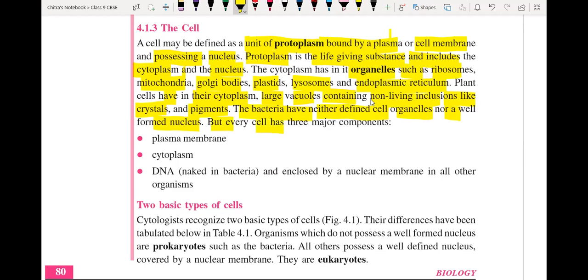But every cell has three major components. What are they? Plasma membrane, cytoplasm, and DNA as a genetic material. But DNA is naked in bacteria. That means it is not enclosed inside the nucleus. In all other organisms except bacteria, it is enclosed by the nuclear membrane. So in bacteria, the DNA is not present inside a nucleus. That's why it is called the naked one. Okay, everyone?